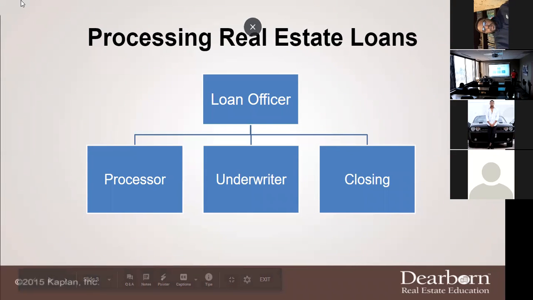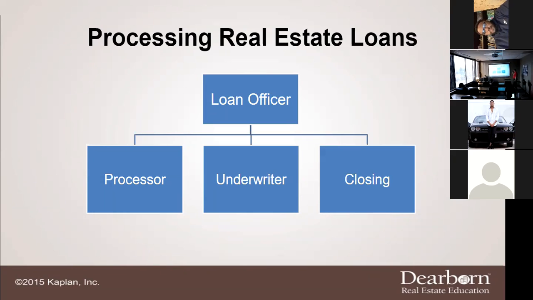So what happens is, Aiden, say that Miss Davenport comes to you and says, I want to get a loan for $200,000. You would most likely be her loan officer. So all correspondence is going to go from her to you, and all of her discussions are going to be from her to you.